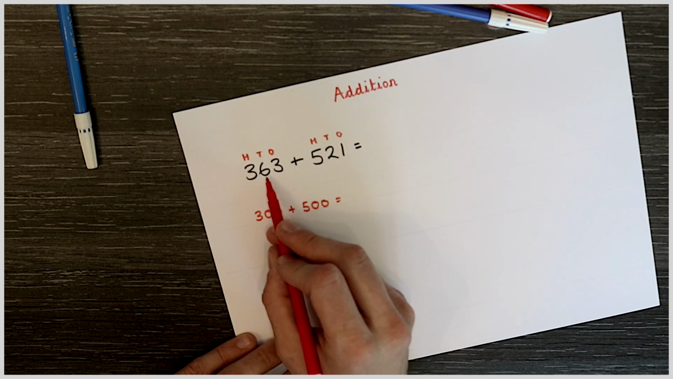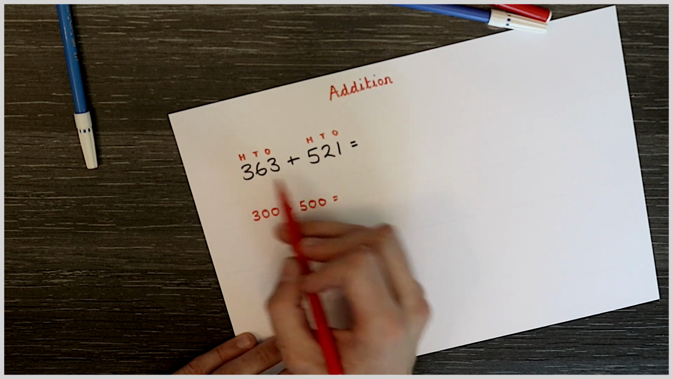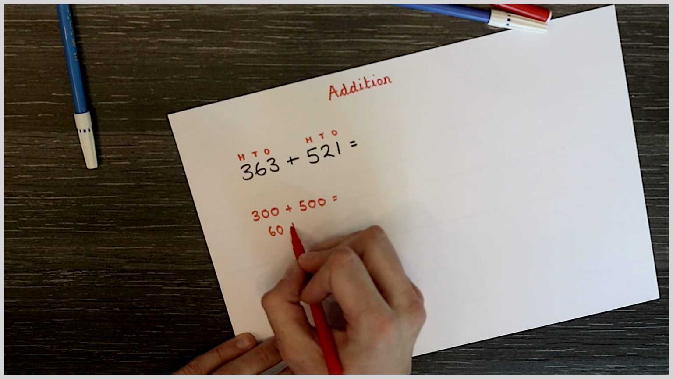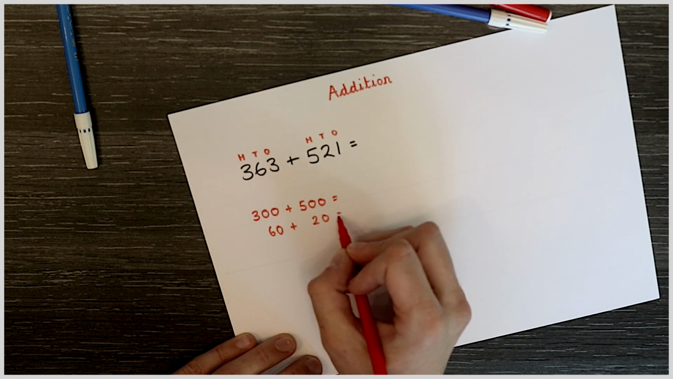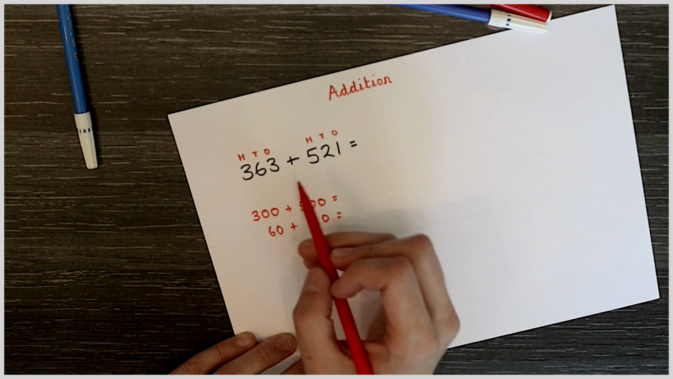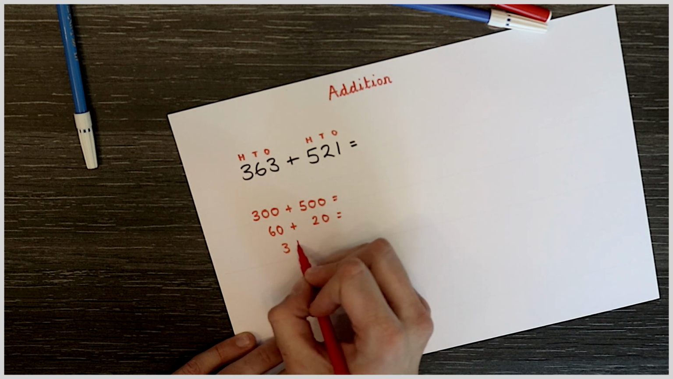Then we're going to do 60 and 20. Now we know it's a 60 because it's in the tens column, and we know it's 20 because it's there. So we're going to do 60 and 20. And then in the last column, obviously, we have our ones, and they're just single units, so we have 3 and a 1. So let's just put that there.